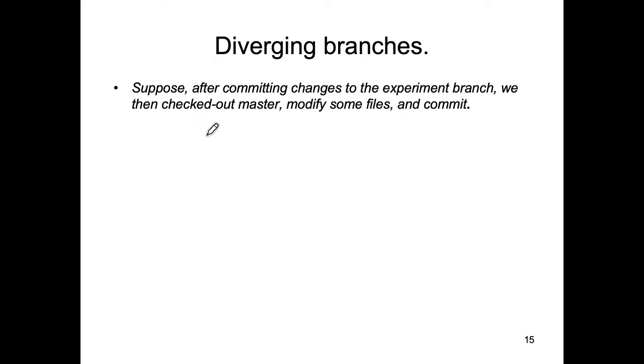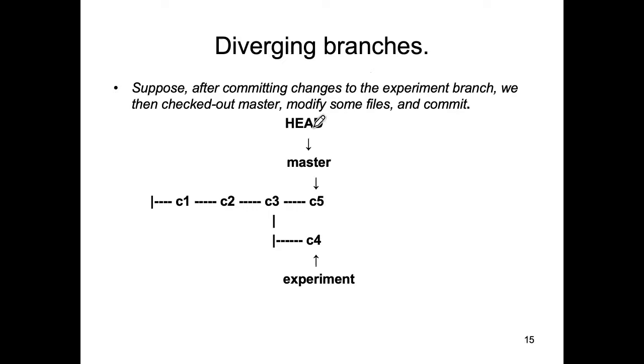So let's dream up a scenario where we have diverging branches. Supposing we have, after committing changes to our experimental branch, so we're sticking with the same little use case, after some commits to the master branch, we then check out to the experiment branch, we then check out the master branch, and we do modify some files on the master branch, even though I told you we shouldn't really be doing commits on the master, but let's just ignore that. And we commit those edits to the master branch. So visually, this is what we now have.